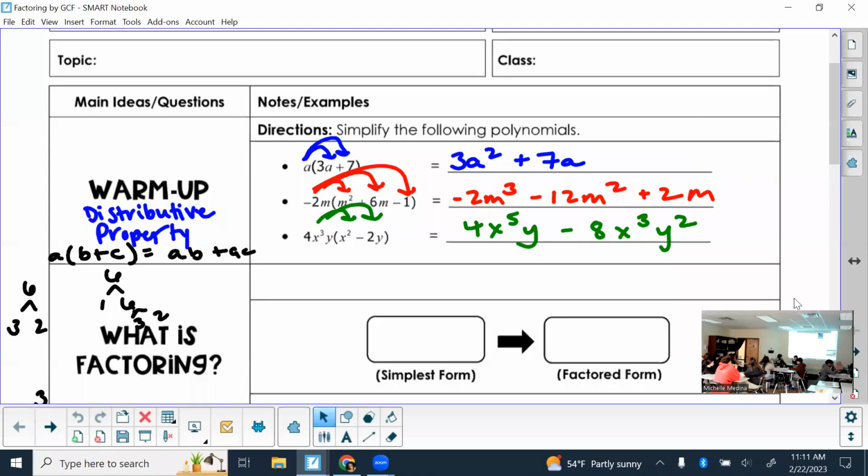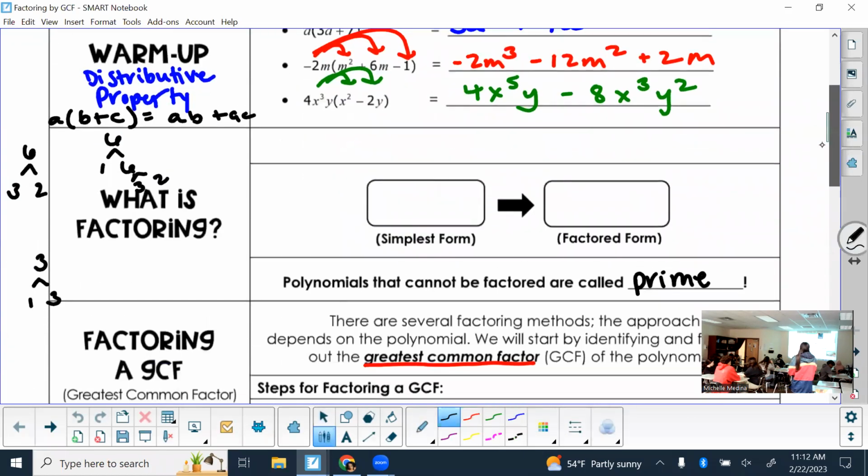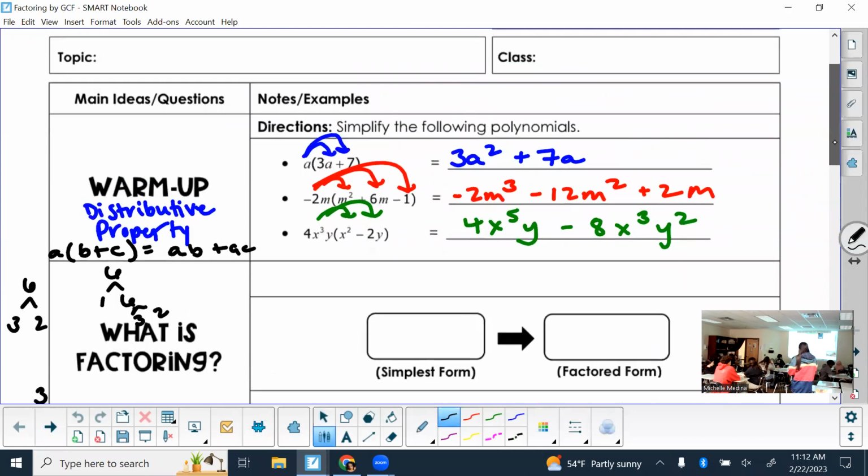All right, to recap what we did yesterday, we learned how to factor. And what that means is kind of like the opposite of distributing. If you remember, distributing is when you take the number that's outside parentheses and multiply it by all the numbers inside, right? So we practiced that. But factoring is like working backwards. That's like being given 3a squared plus 7a and breaking it back into a(3a plus 7). So it's the opposite of distributing.